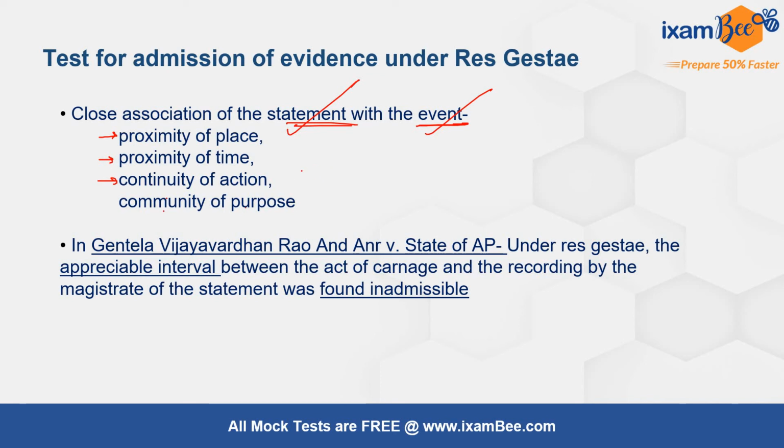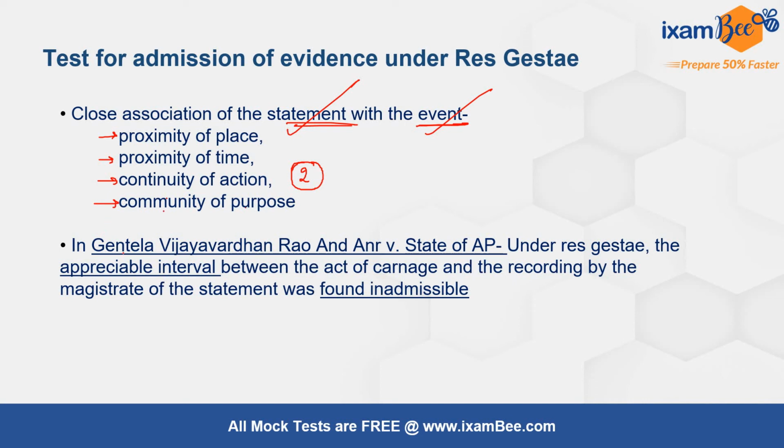For example, there was a case in which there were two persons who were walking on the road. उन्होंने एक बहुत ही स्पीड में एक कार को जाते हुए देखा and कुछ देर बाद they heard a scream. That car had hit a person. Then these two persons who were walking on the road, their statements were admitted in evidence under the rule of res gestae. Then another close association could be by the community of purpose.